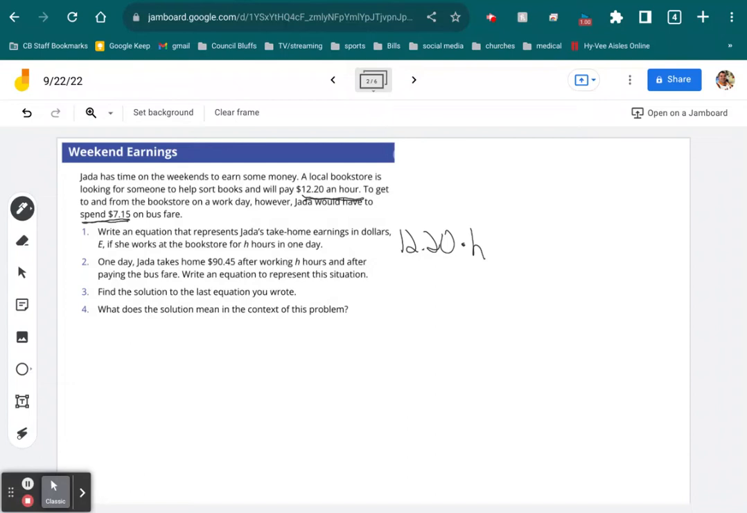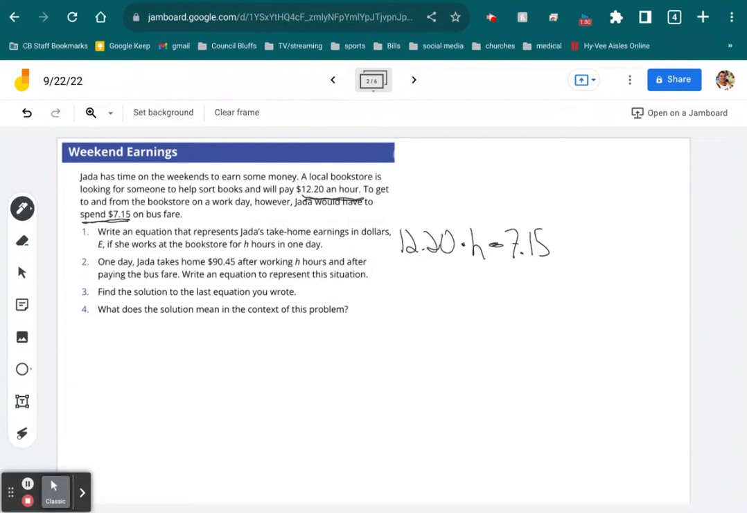bookstore. The problem is she also has to spend $7.15 each time she works because she takes the bus. So is that $7.15 going to take away from her earnings, or is it going to add to her earnings? Obviously, because she's spending it, it's going to take away from her earnings. So we're going to subtract $7.15 because that has to be taken away each day she works because she spends it on the bus.